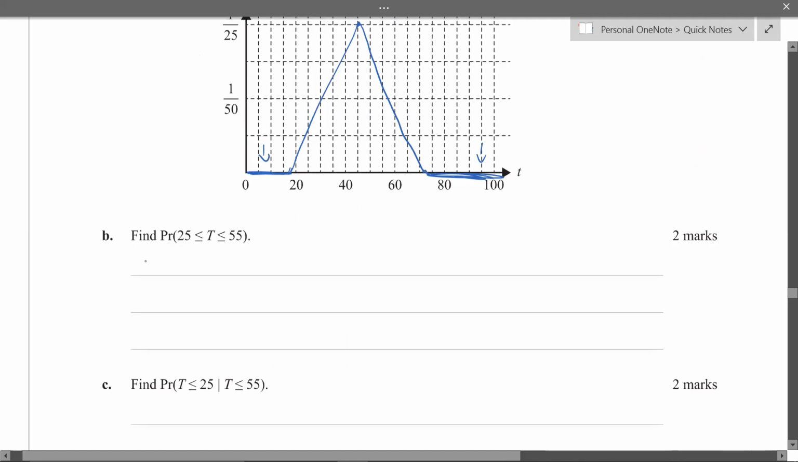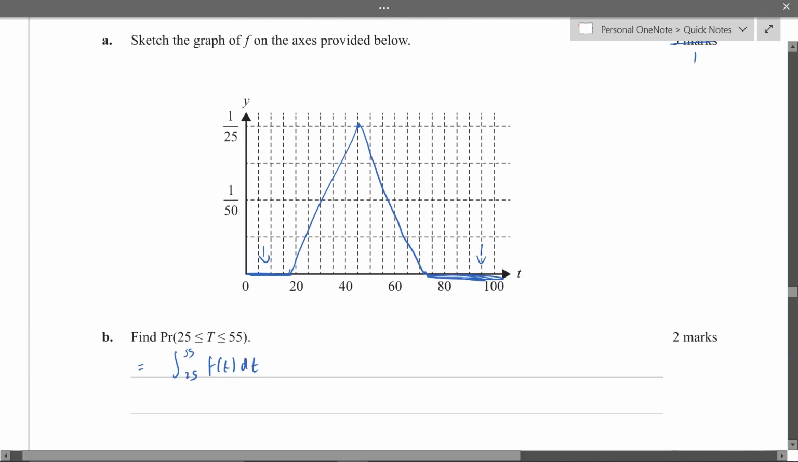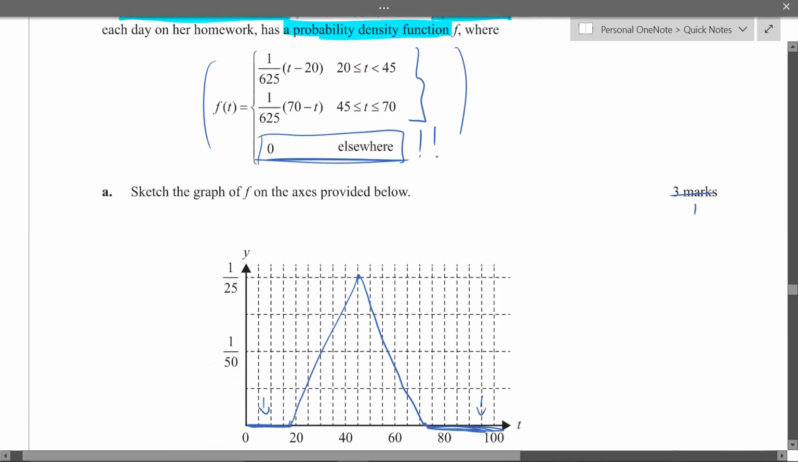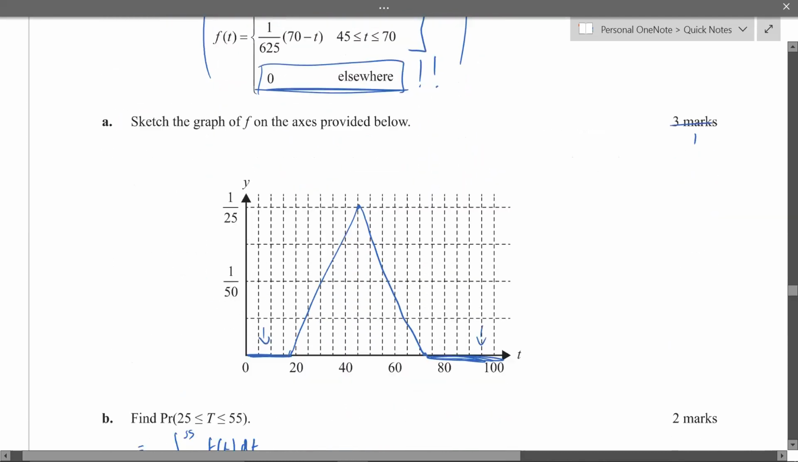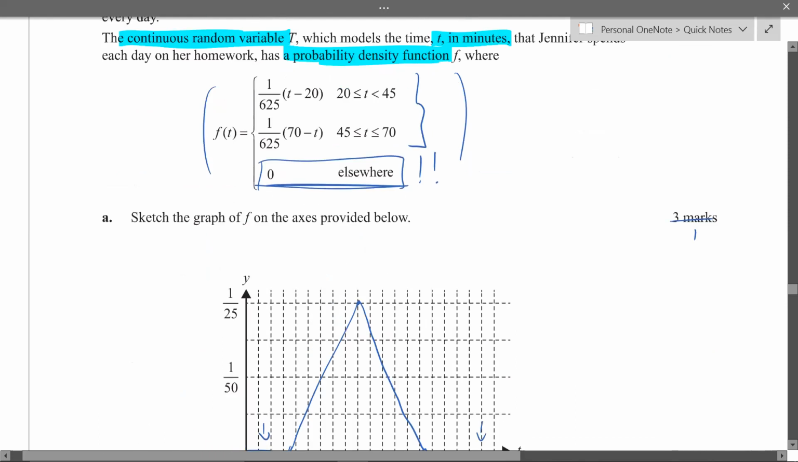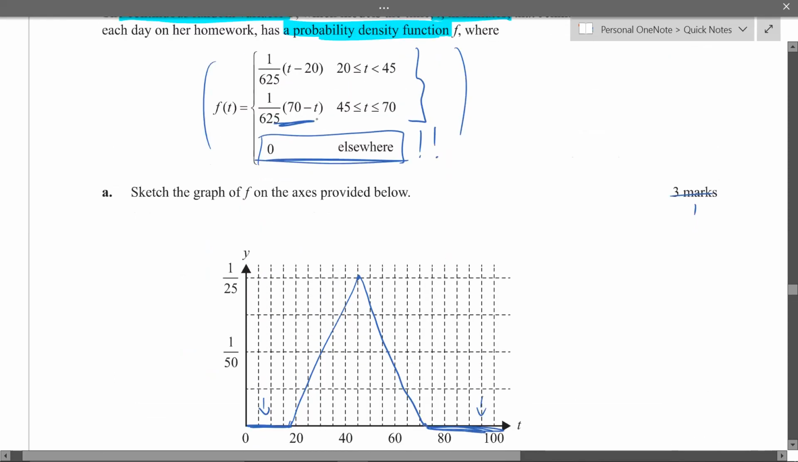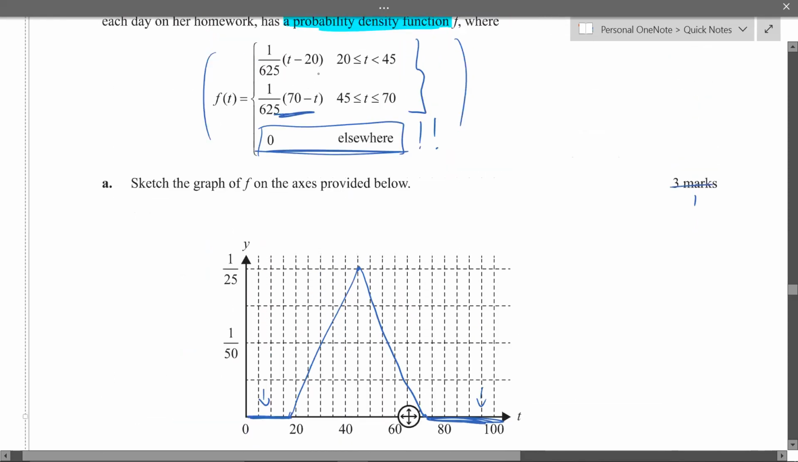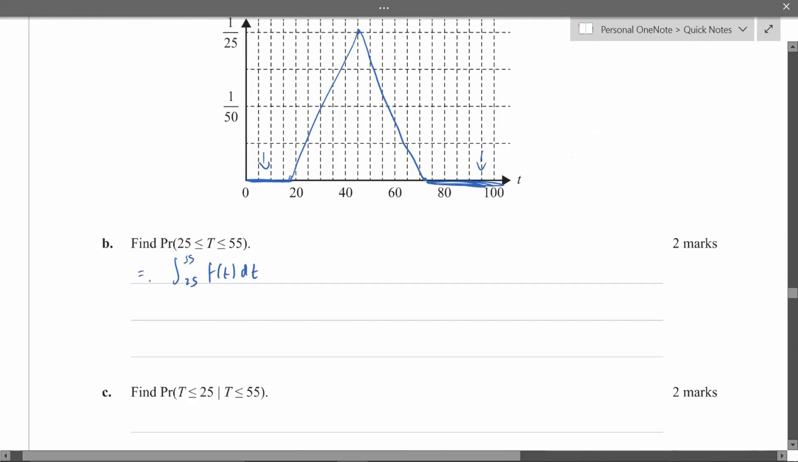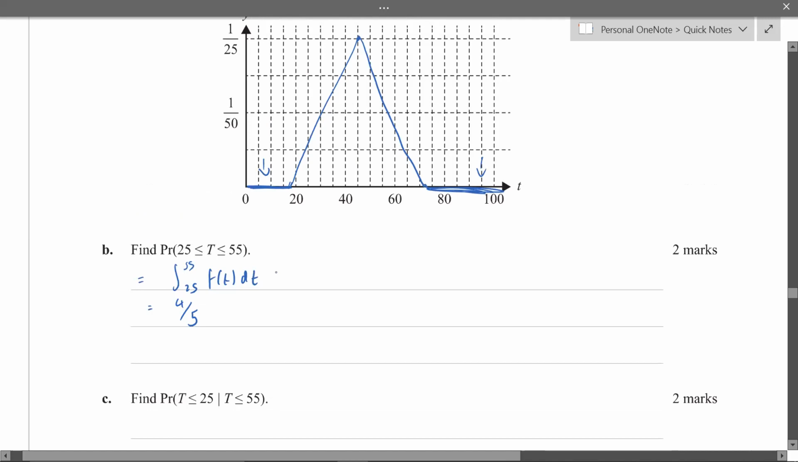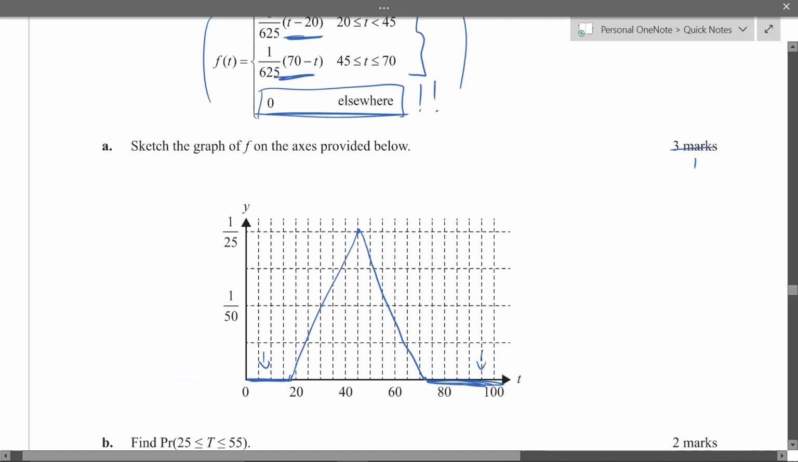Part B is pretty easy. You just integrate it from 55 to 25 dt. You can put this function into your CAS as a hybrid function, but if that's too complicated or you're not comfortable with that method, you can put it in as two separate functions, and then do 55 to 45 for this part, and 45 to 25 with this function, but you should get 415. I highly recommend learning how to use the hybrid function on your CAS because then you don't have to do it in separate parts.